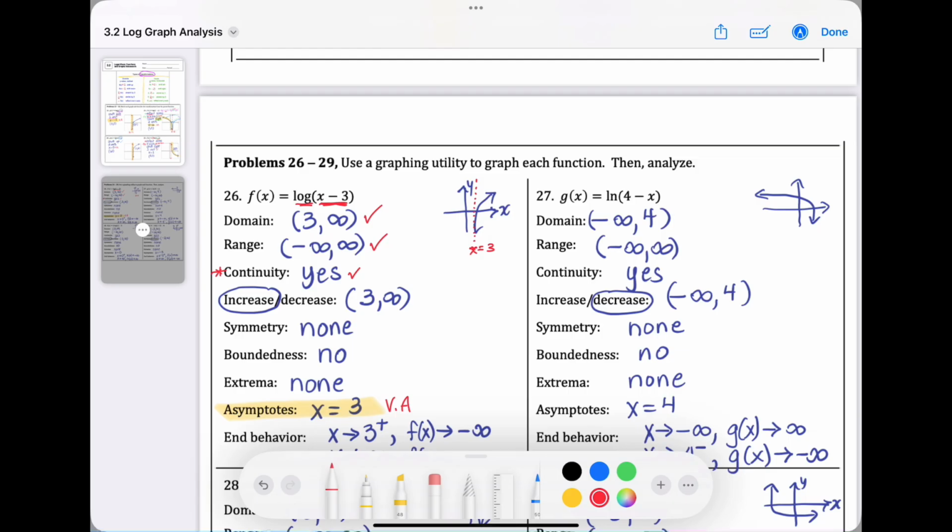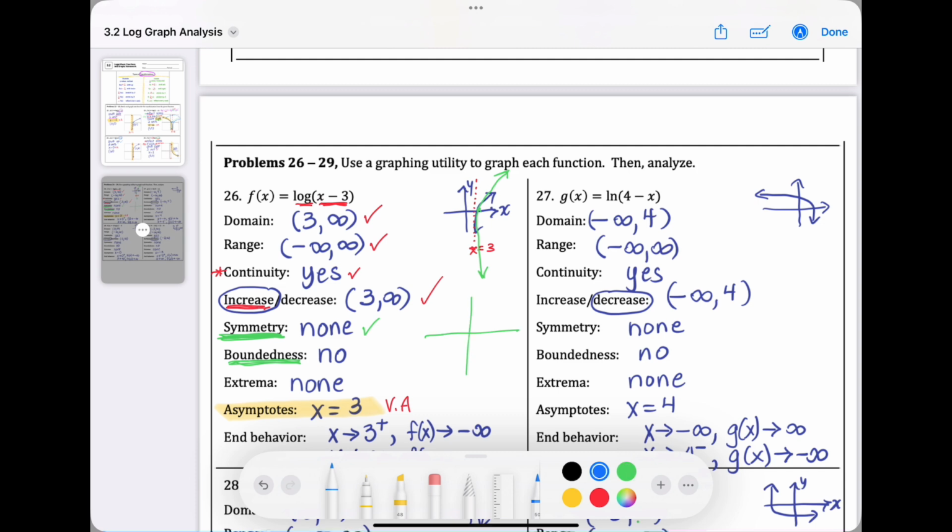And we mentioned the base is 10, so it will be a growth, which will be increasing. Now symmetric, what is symmetric? Can you fold along the y-axis or x-axis and your picture will match up? No, so therefore it's none. Boundary, no. Remember what we mentioned about? When you look at your graph, it can keep going up as you want, can go down as you want. So there's no boundary. What do we talk about as a boundary?